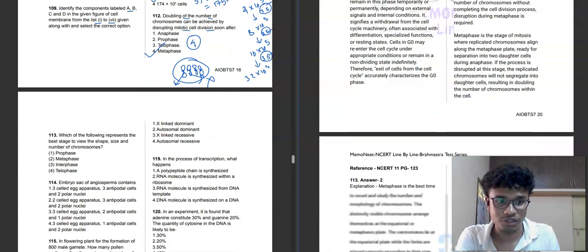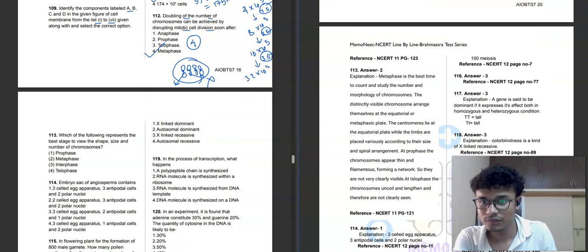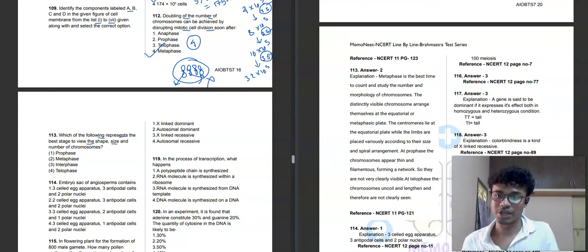Moving towards the next question, 130. Which of the following represents the best stage to view the shape, size and number of chromosomes? The answer is metaphase as well, second option, not prophase, interphase or telophase.